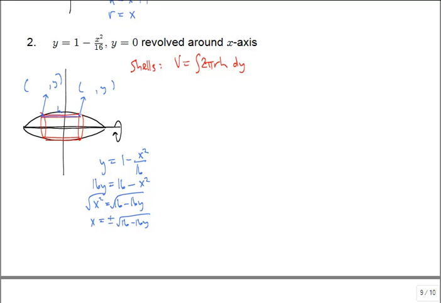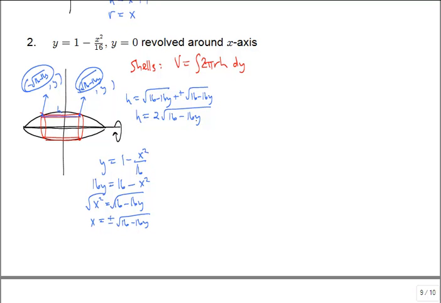And you do get a plus and a minus case. So the plus case is the quadrant 1. So that's going to be the square root of 16 minus 16y. The minus case is the quadrant 2. So my height will be this x value minus this x value. And they don't cancel out because you're subtracting a negative. So this minus minus becomes plus plus. So you get 2 square root of 16 minus 16y. So there's my height function.